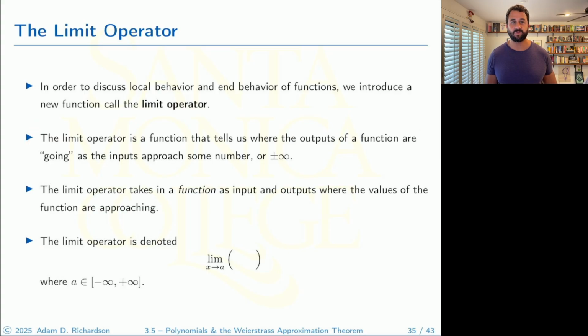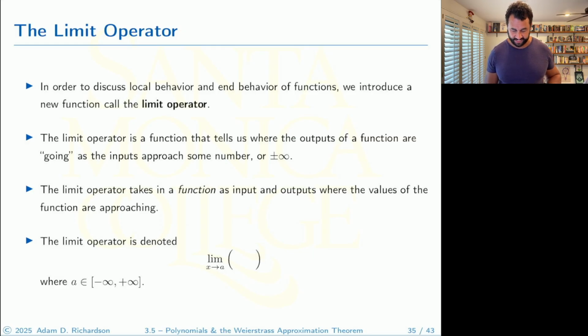It just tells us where the outputs of a function are going as the inputs approach some number or plus or minus infinity. So I very much want you to think of the limit operator as a function itself, and it's a function that takes in another function, and it tells you where those outputs are going as you get close to a number or as you get close to positive or negative infinity. That's what the limit operator does. It says where your function outputs are going.